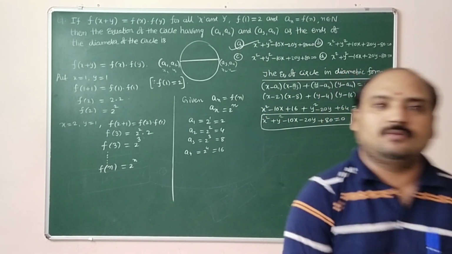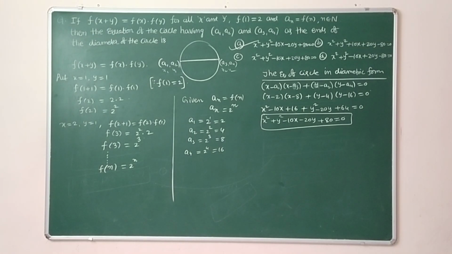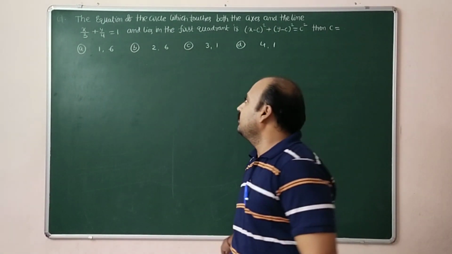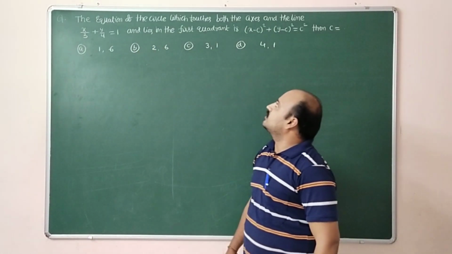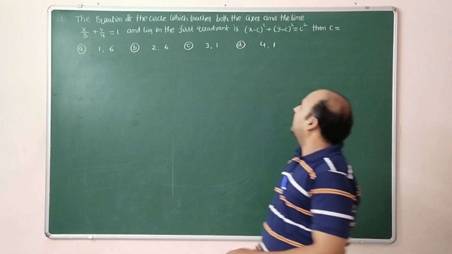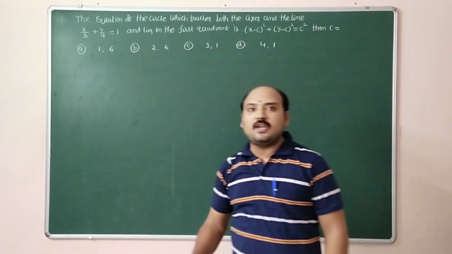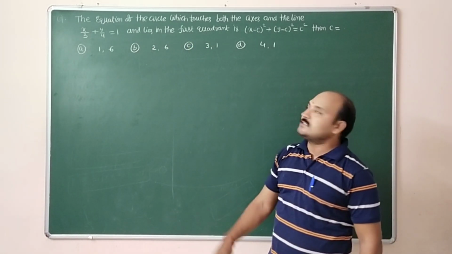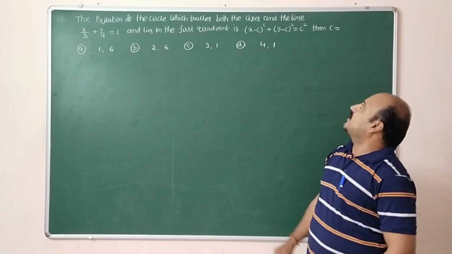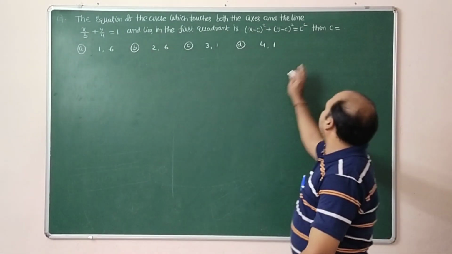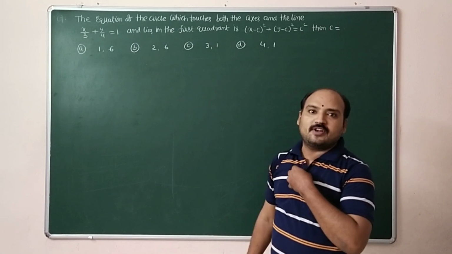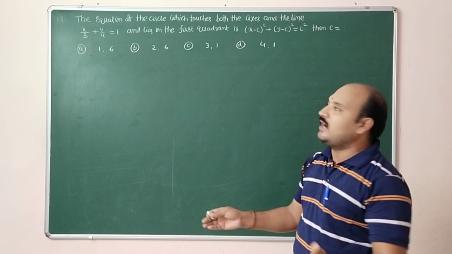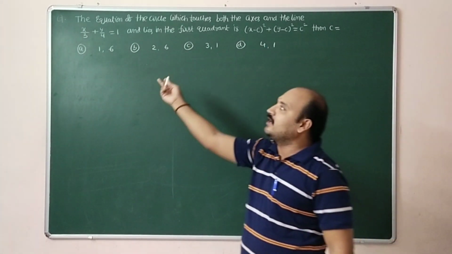We will move to the next question. The equation of the circle which touches both the axes and the line x by 3 plus y by 4 equal to 1 and lies in the first quadrant is x minus c whole square plus y minus c whole square equal to c square, then c equal to? These are the options available for us. So the question is: the equation of the circle which touches both the coordinate axes, lies in the first quadrant and touches the line also.